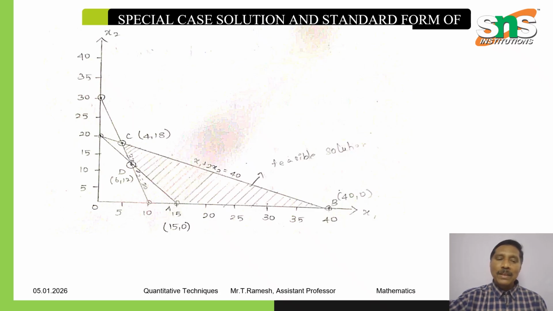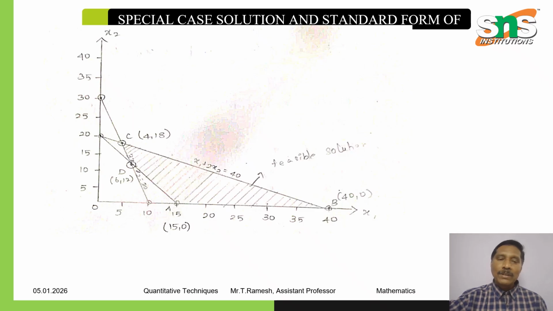The coordinate point of A is 15, comma 0. The coordinate point of B is 40, comma 0. And here we don't know what point C and D are. So how do you find C? It is the intersection of these two lines. Therefore, we take these two lines and solve them. We get the coordinate point, so it is 4, comma 18.